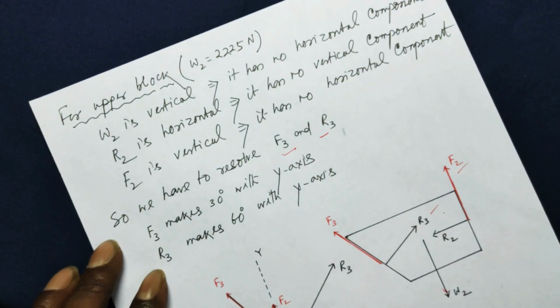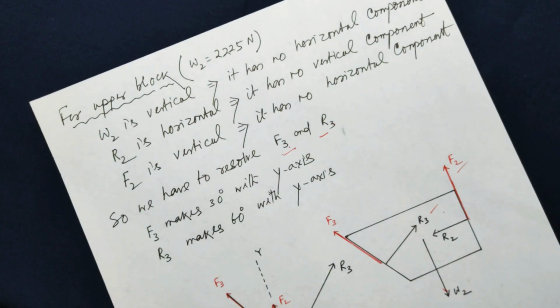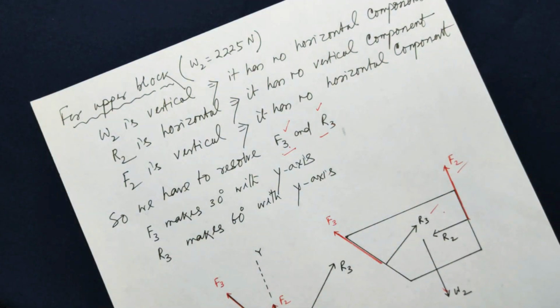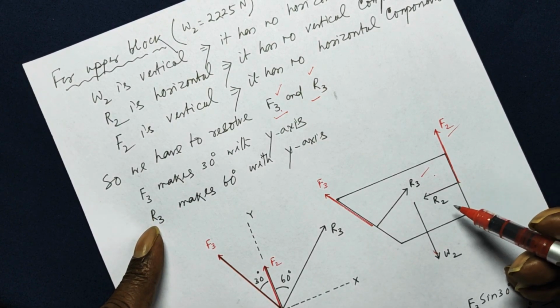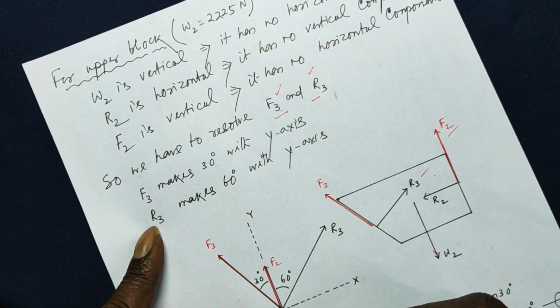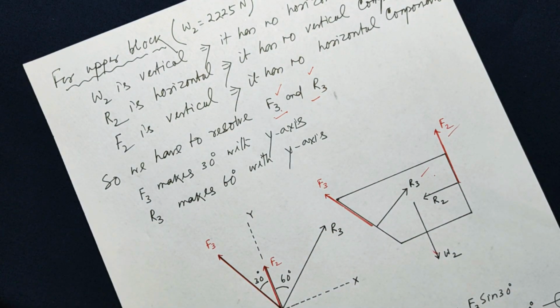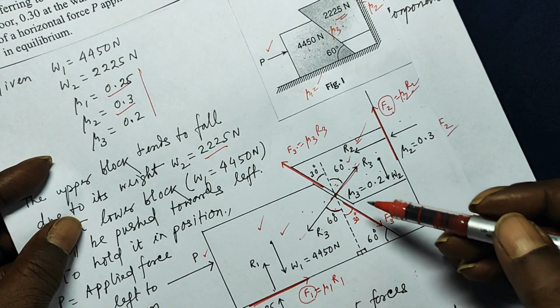None of them, neither this nor this, are either horizontal or vertical. They make some angle. Therefore, F3 and R3 can be resolved into rectangular components. F3 makes angle 30 degree with the y-axis. I have redrawn here. R3 makes 60 degree with the y-axis. You can watch it in the original diagram and the diagram redrawn.